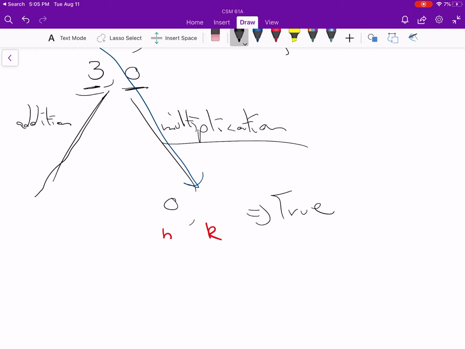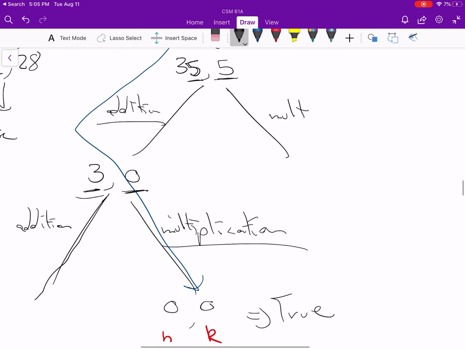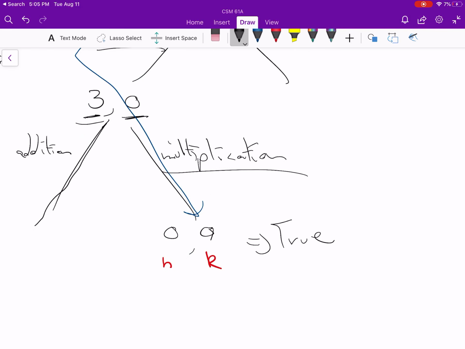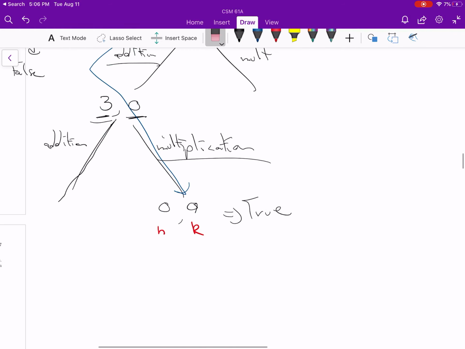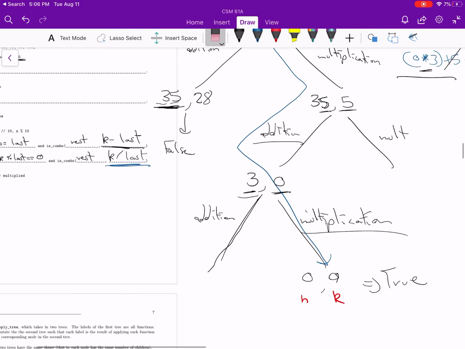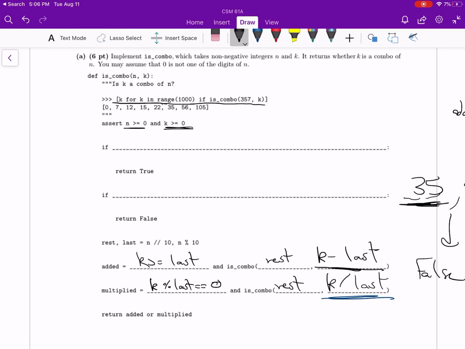On the other hand, if k is 0, that means you've successfully done addition and division to make the original number. So to make 35, if you can subtract 7, divide it by 4, and then subtract 7 again, then you've done a series of division and subtraction that, when reversed, will make up 35. So namely, 7 times 4 plus 7 would make up 35. So once you reach k equals 0, then you're done. Then you return true.